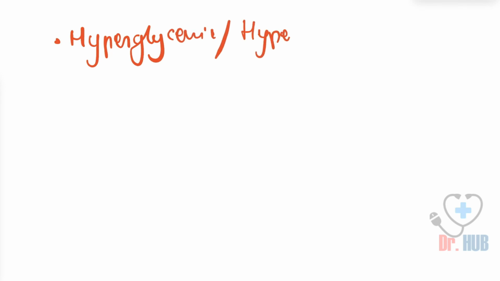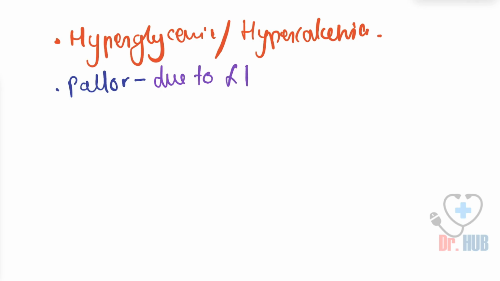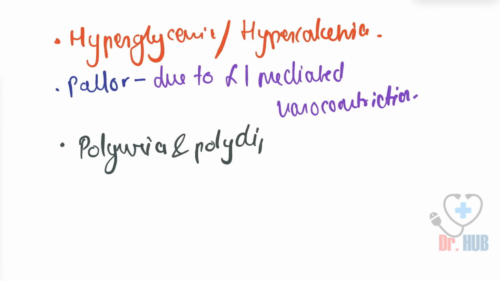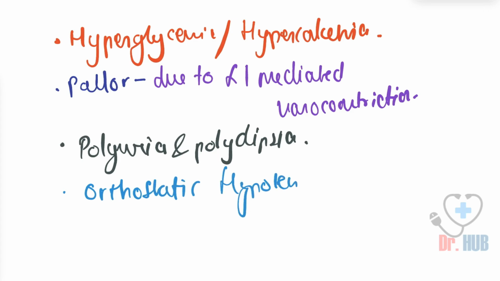Then there is also hyperglycemia. Then there is also hypercalcemia. Then it also includes pallor. This pallor is due to alpha-1 mediated vasoconstriction. And there is also the presence of polyuria and polydipsia. Then there is also orthostatic hypotension, which may be present.